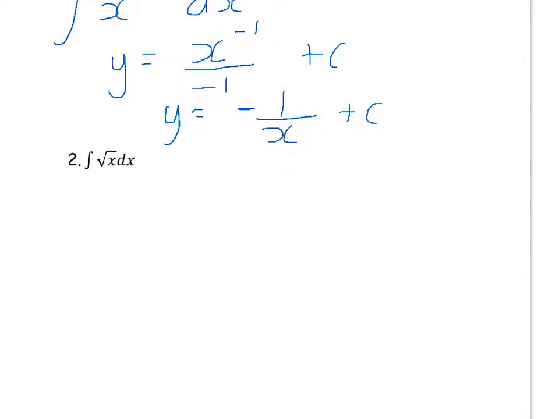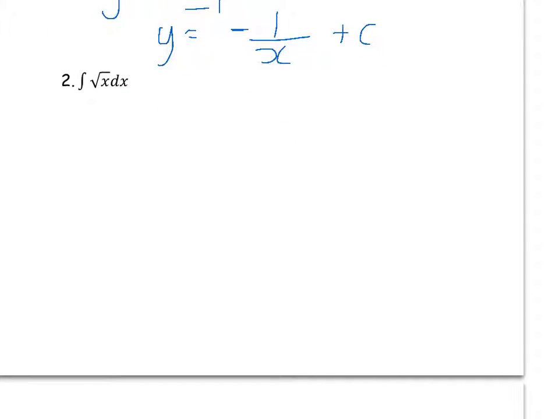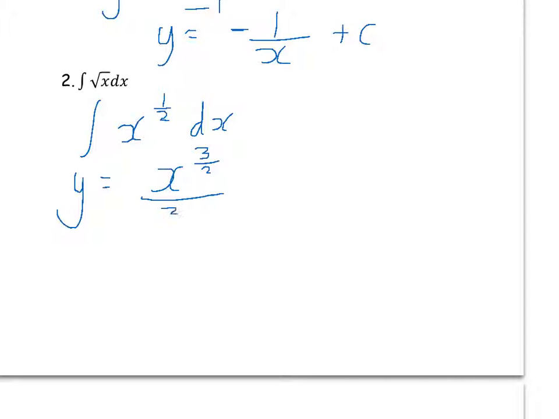Right, question 2. It says integrate the square root of x dx. Now, yet again, we need to make this square root of x into indices, into a power. So you should remember that we're trying to find the second root of x. That is written as a power as x to the power of a half dx. So now we do the same. We add 1 to the power, so a half add 1 is 3 over 2. We divide by that power, and then we add on our constant c.